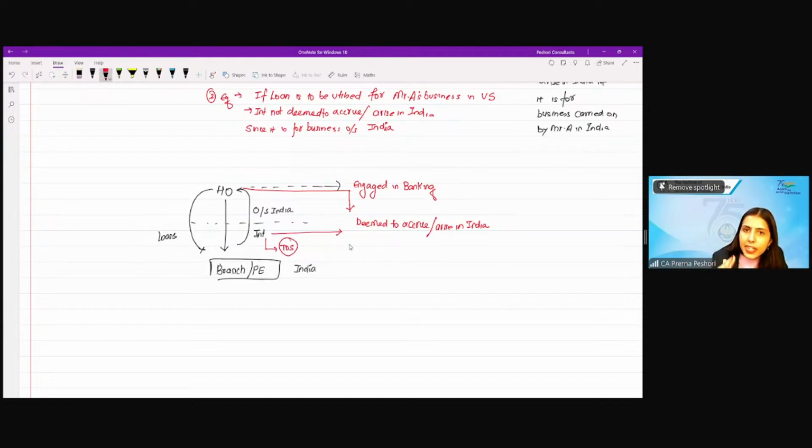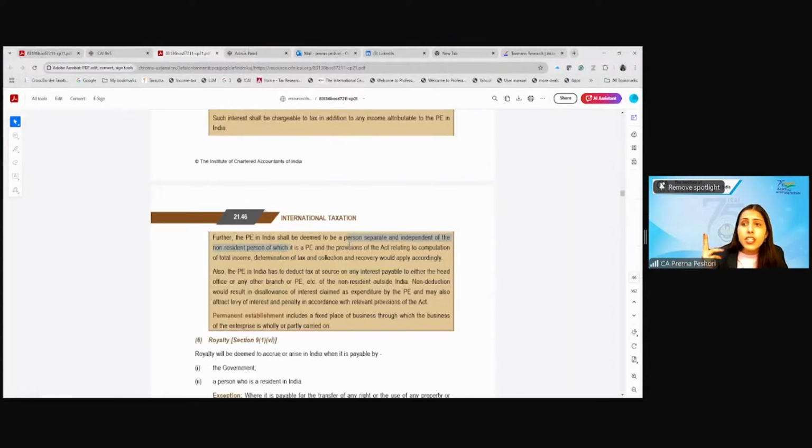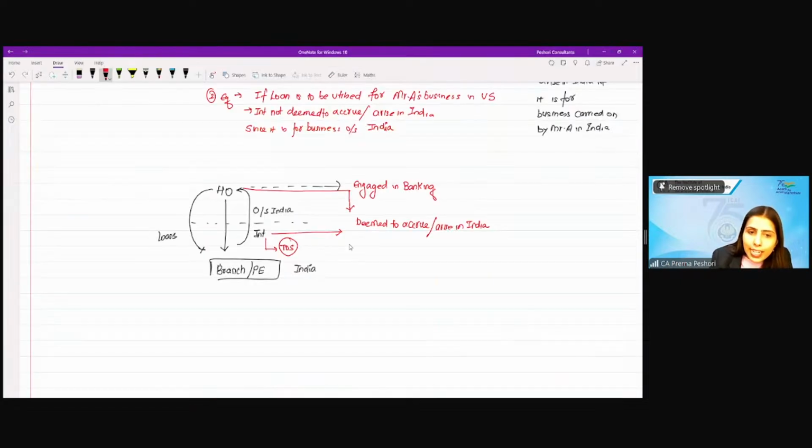There will be TDS which will be applicable. Are we clear? And then it is saying, so TDS under which section? Under 195. Right? And non-deduction of the TDS would result in the disallowance of the interest expense claimed by the PE and will also result in the levy of interest and penalty because the PE will be treated as assessee in default if it does not deduct the TDS. Are we clear? So PE will get a deduction of this interest expense.